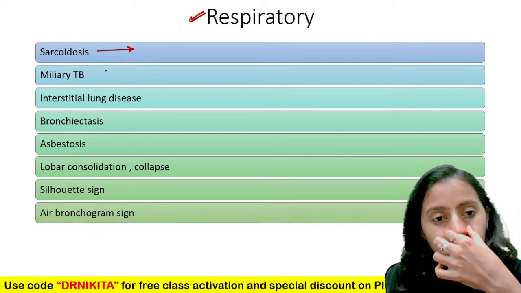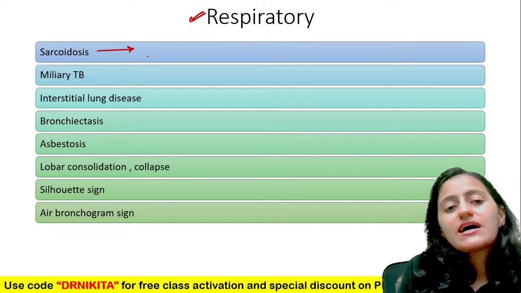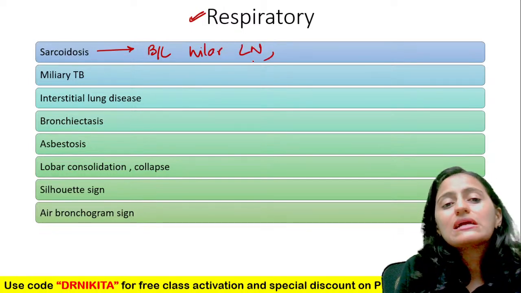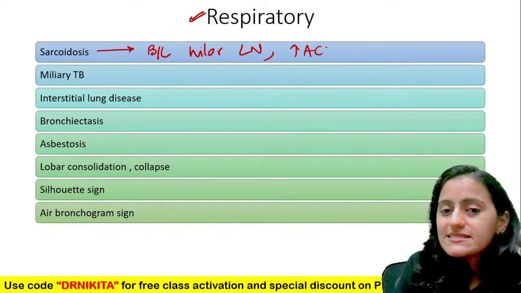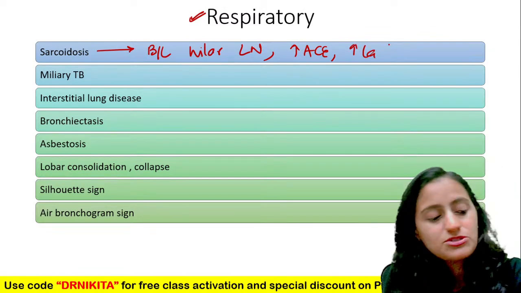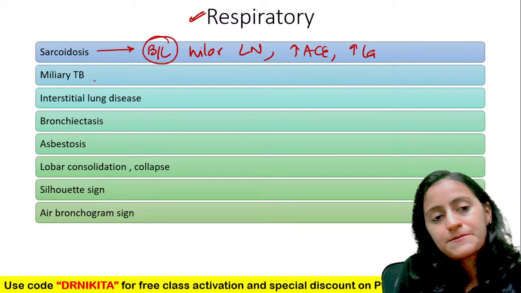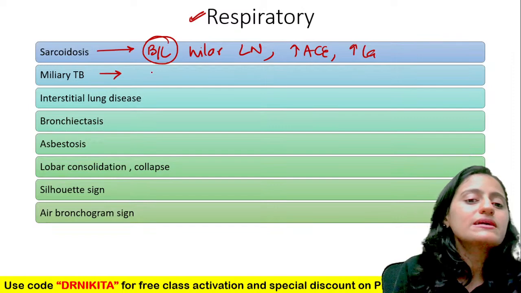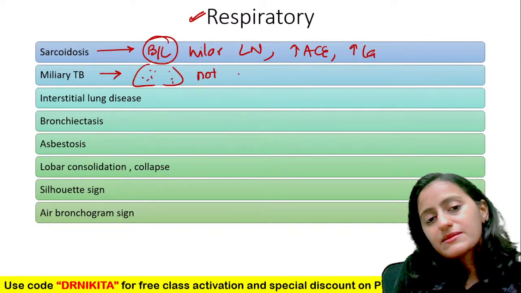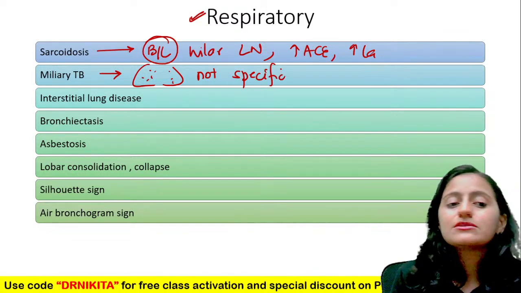Sarcoidosis. What you should know for sarcoidosis is? What should you know for sarcoidosis? Very important clinical history that is also mentioned there. Bilateral hilar lymph nodes, increased ACE levels, increased calcium levels is mentioned. So remember, it is a case of sarcoidosis. Bilateral hilar lymph nodes. Miliary TB is frequently asked in the exam, right? So the dot millet-like appearance. But remember that it is not specific for TB. Miliary mottling has many other causes.